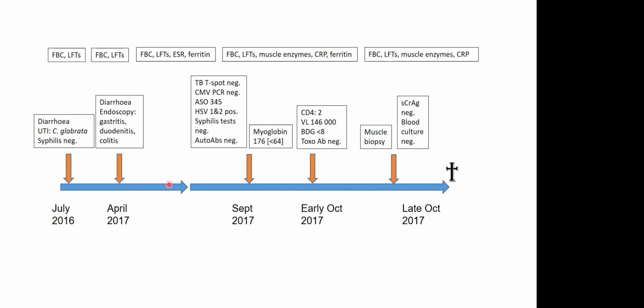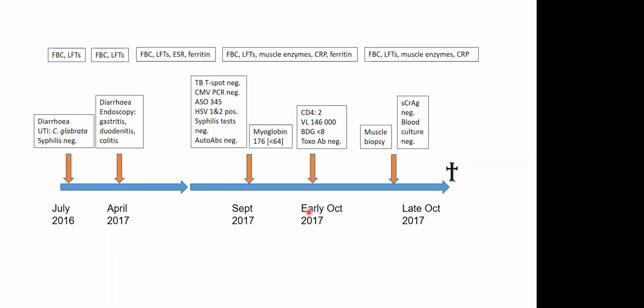And then a bit later in that year, or substantially later in that year, of course, various other investigations were done, which included TB, CMV, herpes simplex, serology, and syphilis, and autoantibodies. So clearly there was some systemic process going on here. Myoglobin level was requested, so presumably this was the hint that the muscle was involved.